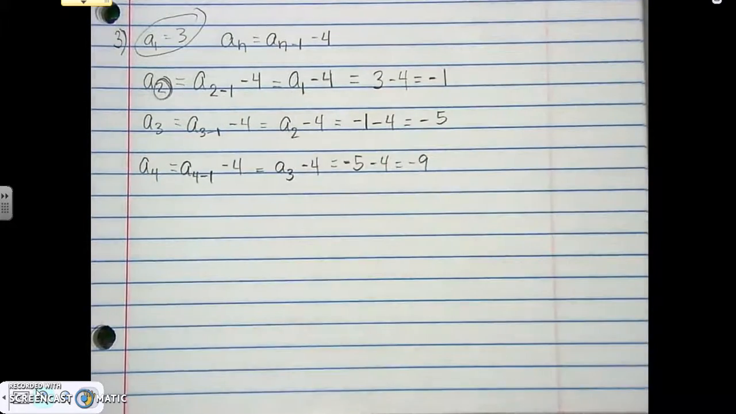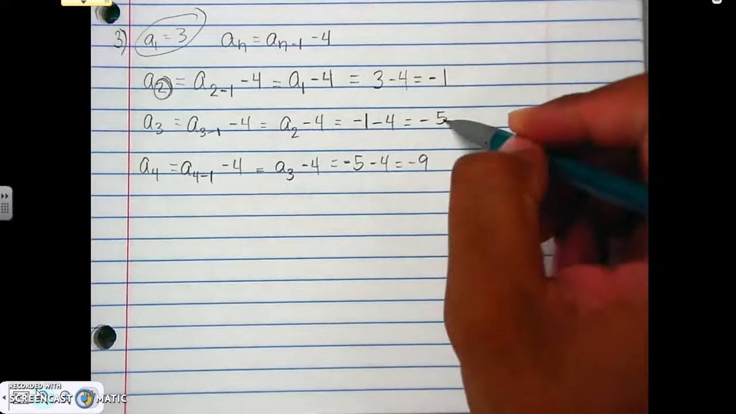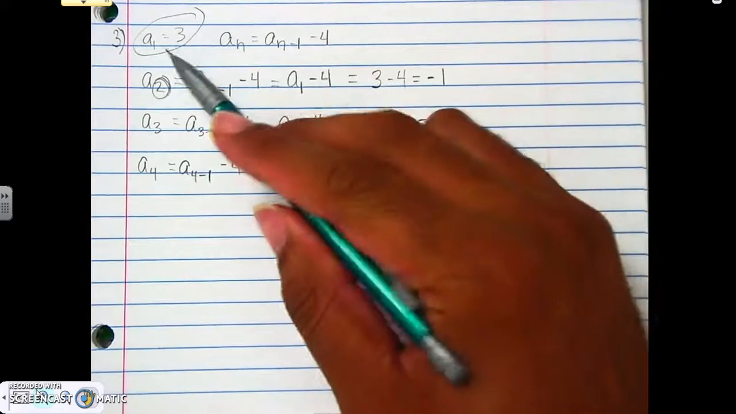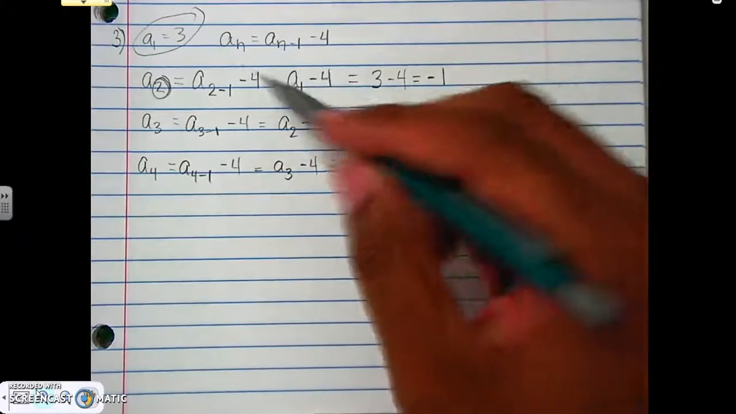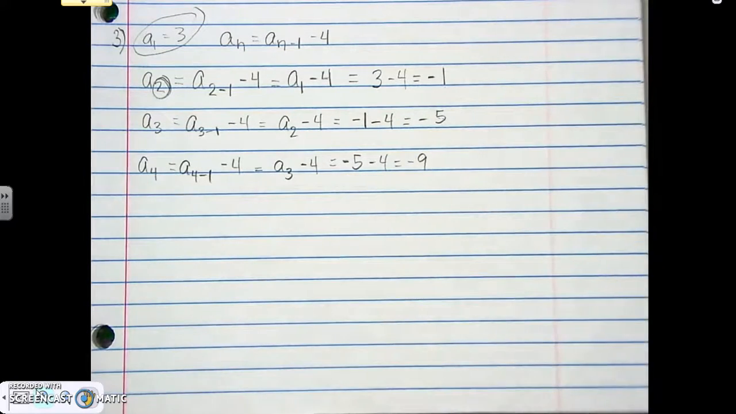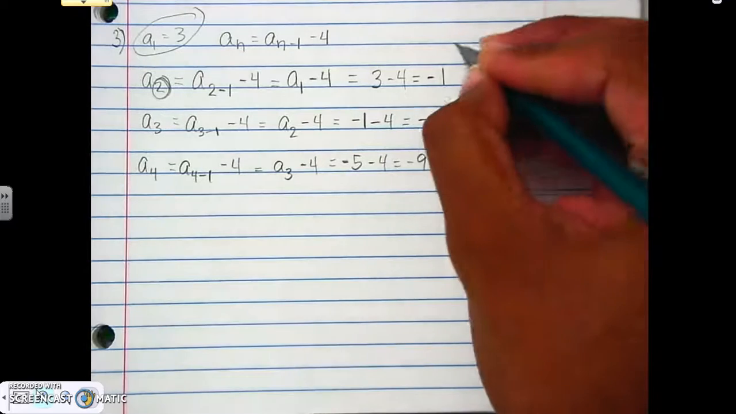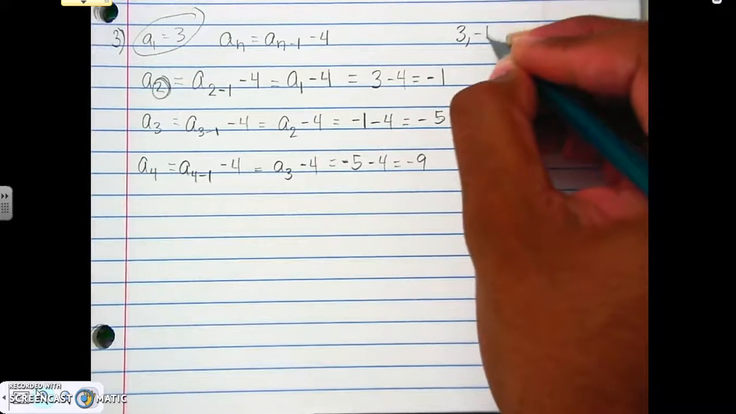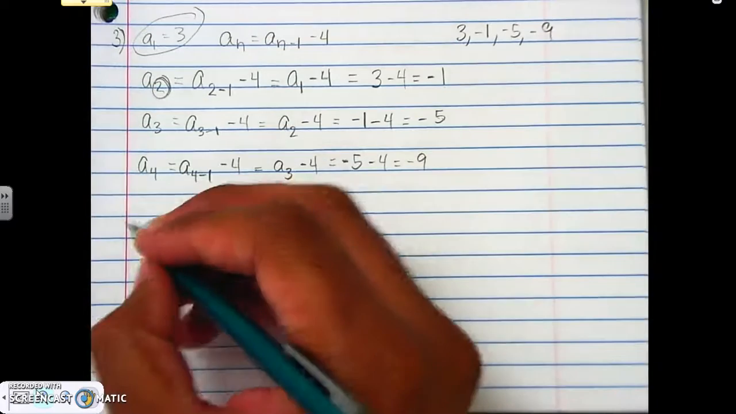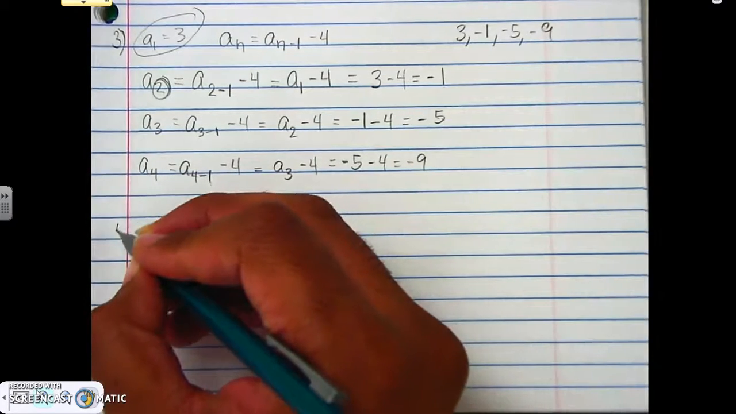Hopefully what you're noticing is we're taking the one before that and subtracting 4 from it. Each time, we took the number before and subtracted 4 from it. And that's all they wanted, the first 4. So 3, -1, -5, and -9. Bam. All right, and then number 4 works very similar to that.